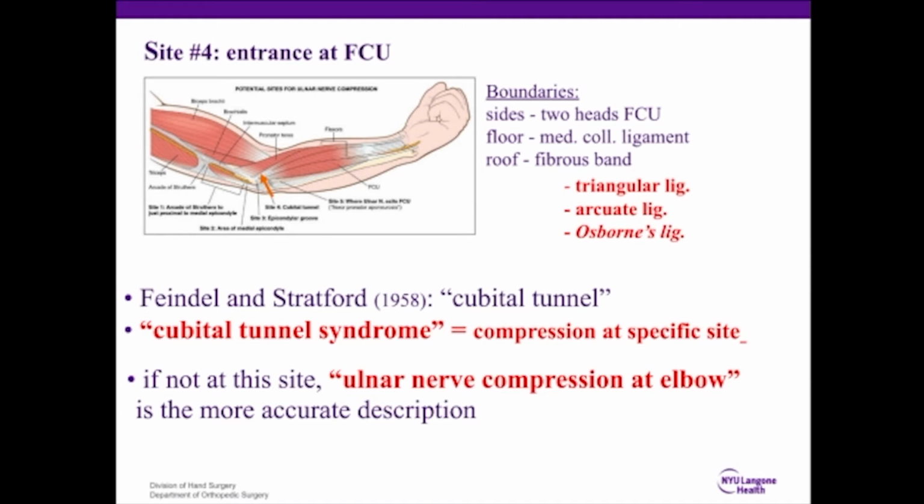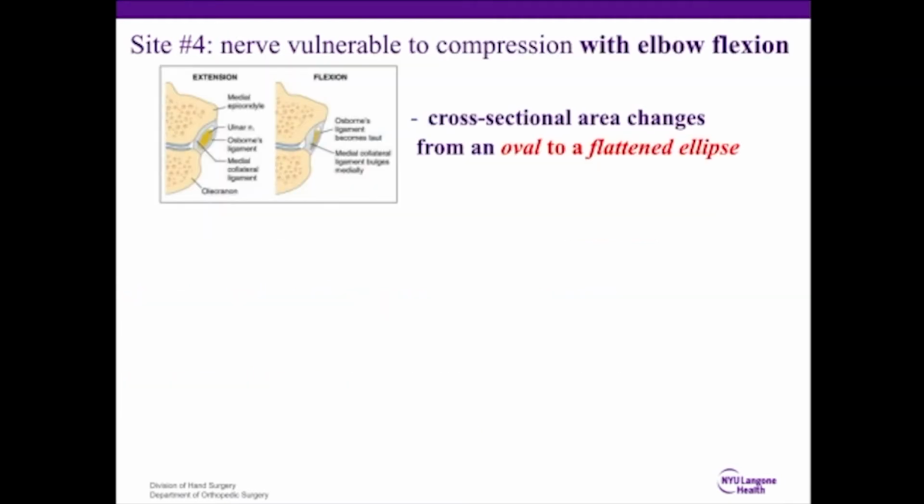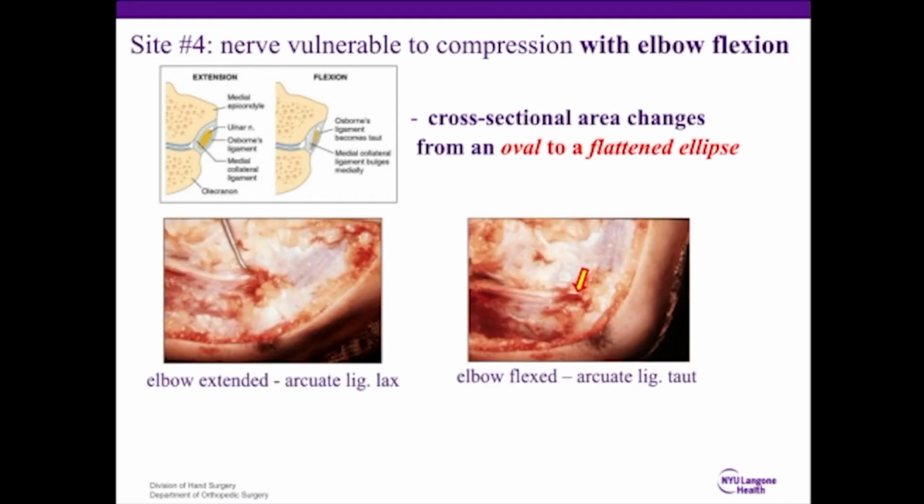And my words are aimed mainly at our residents and fellows because I think as experts, it's important to use terminology accurately and appropriately. So when people say they have cubital tunnel syndrome, it refers to compression at this one site. This site is very vulnerable to compression with elbow flexion, as Steve Green pointed out, because the cross-sectional area changes from an oval to a flattened ellipse as the medial collateral ligament bulges somewhat, but more importantly, the Osborne's ligament becomes taut.